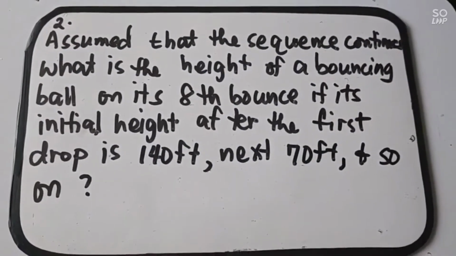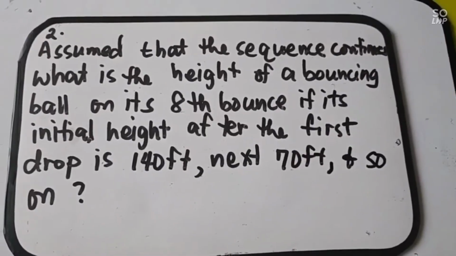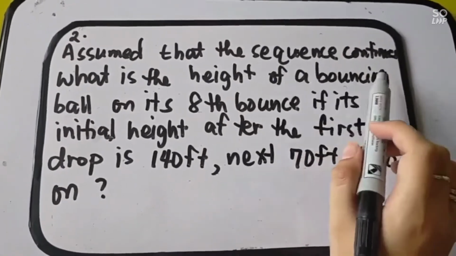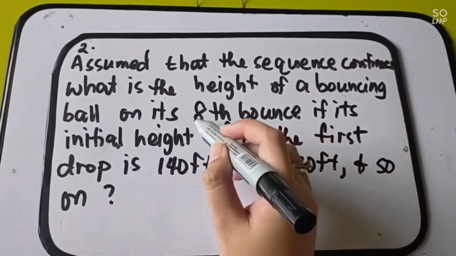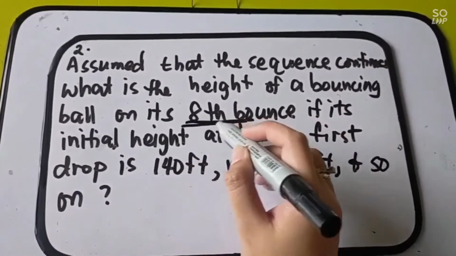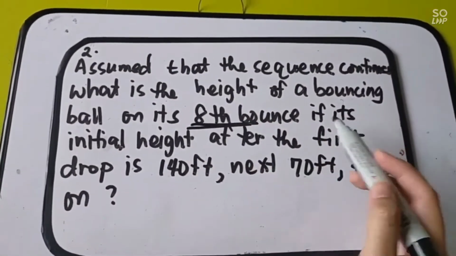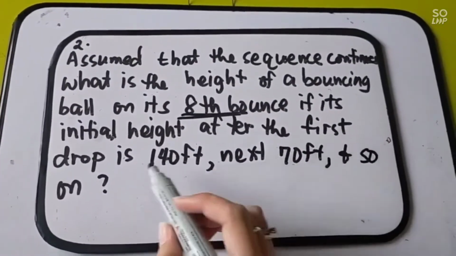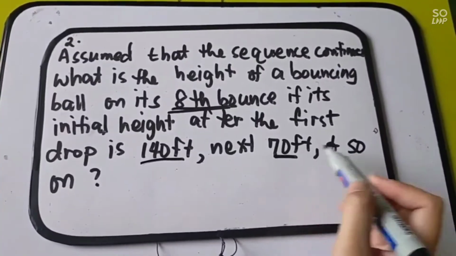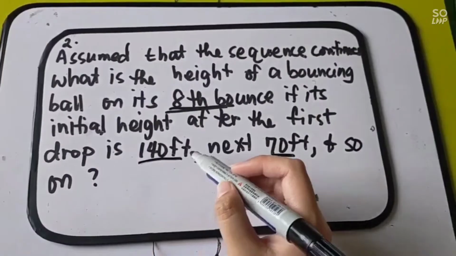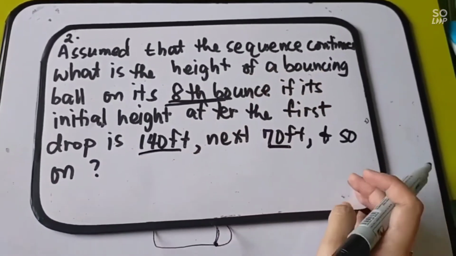Let's have example number 2. It says, assume that the sequence continues. What is the height of the bouncing ball on its 8th bounce? So, since it's the 8th bounce, we have a sequence. If its initial height after the first drop is 140 feet, the next is 70 feet, and so on. So now, we are looking for the 8th bounce.